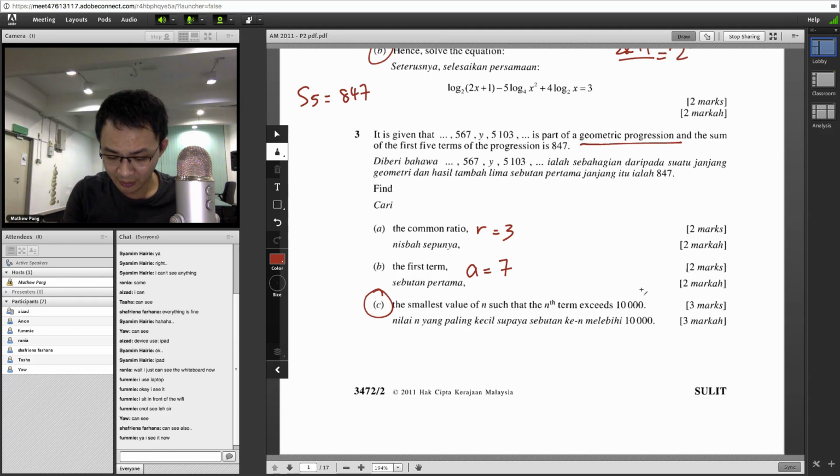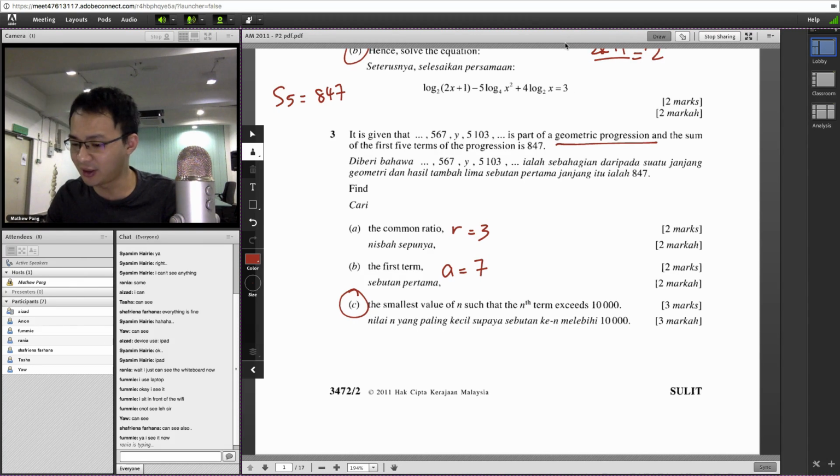Okay, so maybe every time I change the whiteboard, you cannot see. I try to change the whiteboard here.